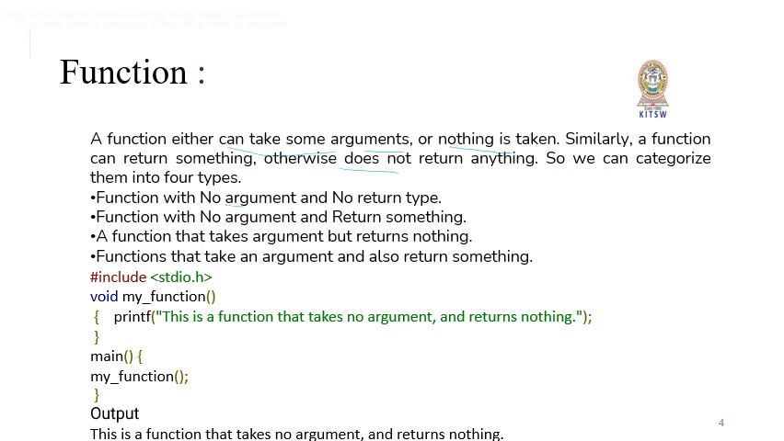One is a function with no argument and no return type. Return type is the same thing as we have used in main. Similarly, we can use return type in the submodules. Then the second one, a function with no argument and has some return statement. Third one, it takes arguments but no return. And the fourth one is it takes both argument and return statements.